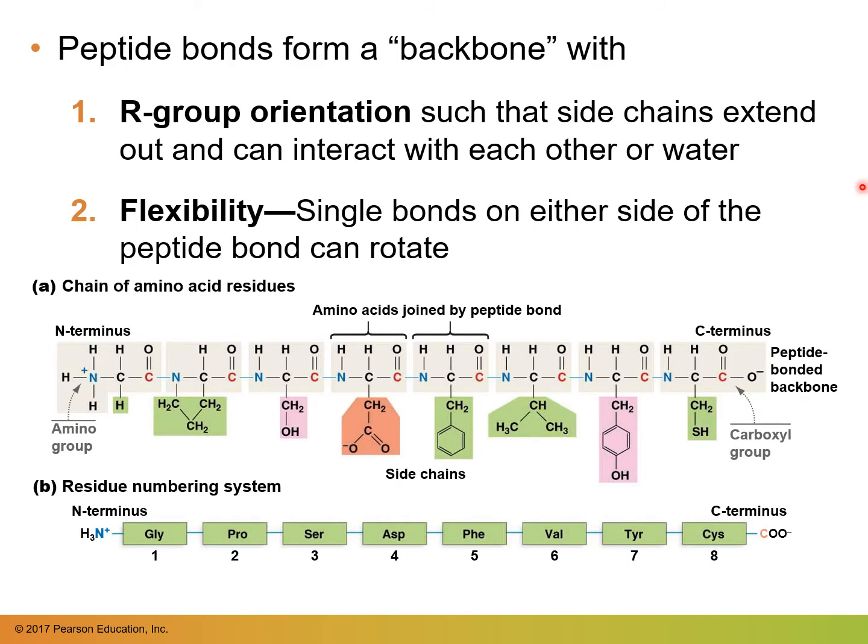When we're talking about peptides, peptide bonds are going to be forming this backbone, and we have two distinguishing characteristics. First, R group orientation is how the side chain extends out and can interact with each other and with water. So basically, how is this going to be able to interact? And second, we have flexibility: single bonds on either side of the peptide bond can rotate, meaning we have the ability to flip around to change the orientation of that R group.